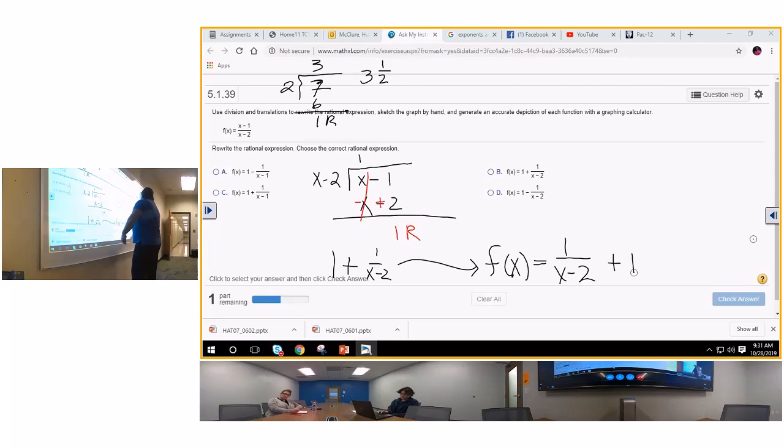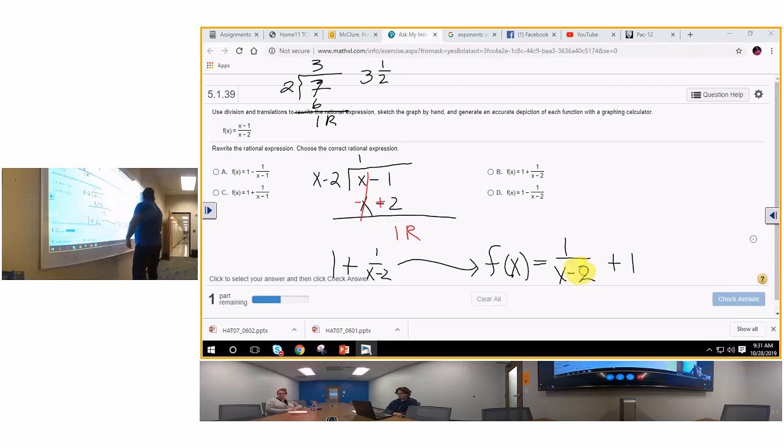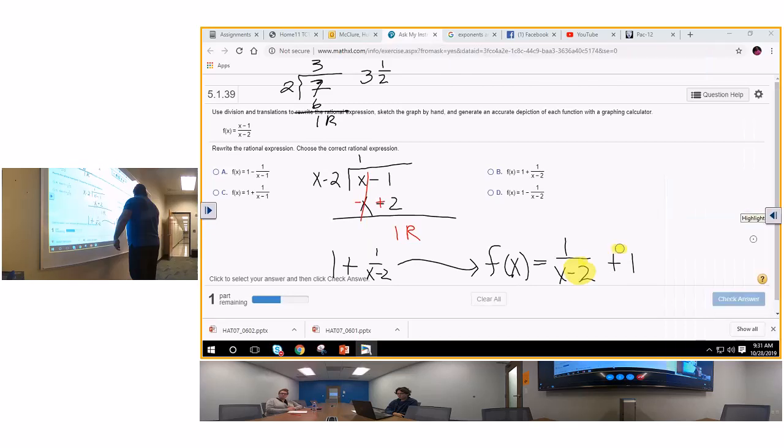Now we have a horizontal shift of 2 to the right. And a vertical shift of 1 what?